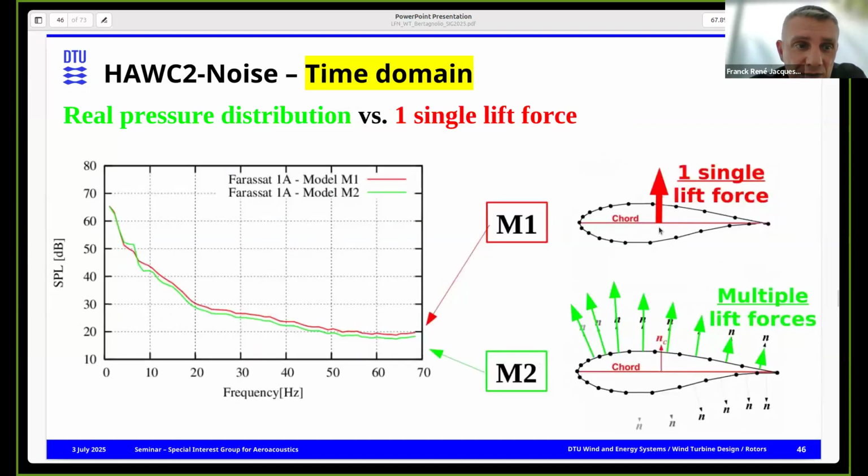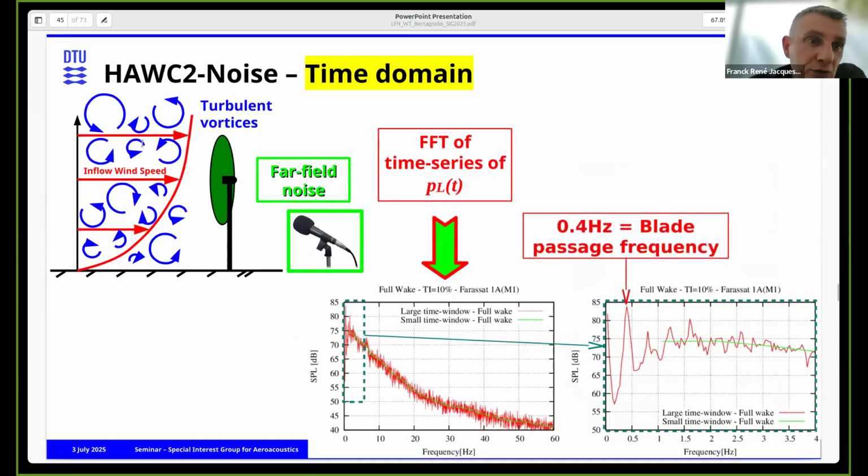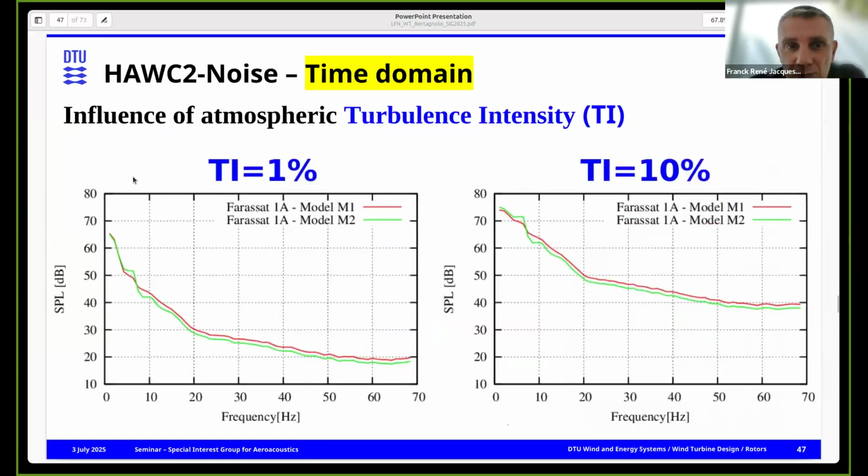Then we try to change. So we have some incoming turbulence here, and we can control that in our model. And we change from 1 to 10%. And as you can expect, you have a huge increase in noise levels from the left to the right.